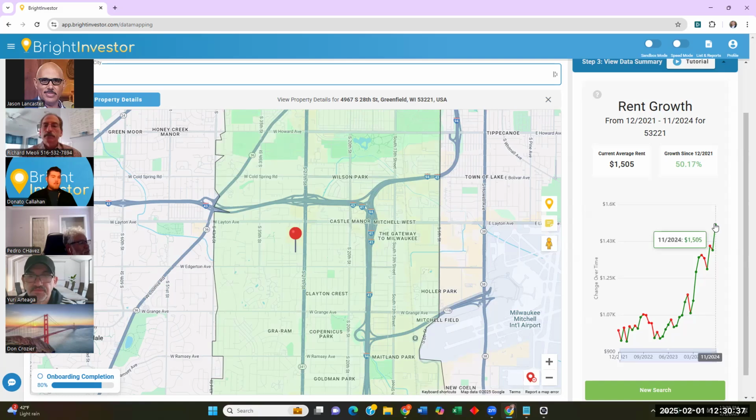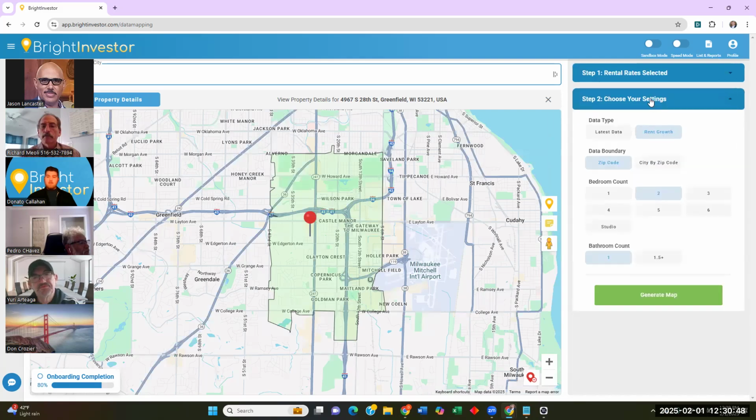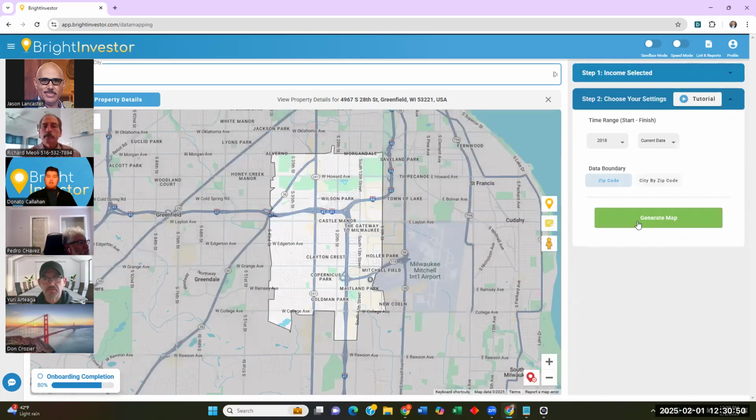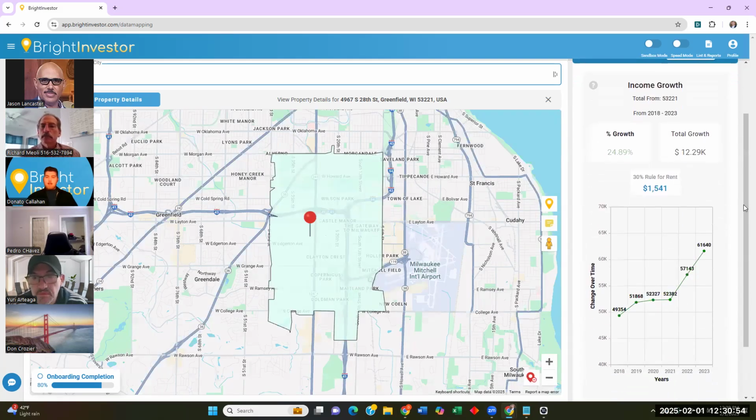Look at that, that could be amazing. You could be at the top of the market too, so you've got to be careful for that. Absolutely. But looking at this, that is insane growth on rents for a 2 bedroom. Now we look at the income in this area and ask, are incomes going up that fast?